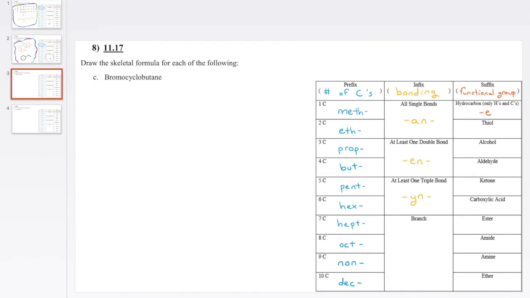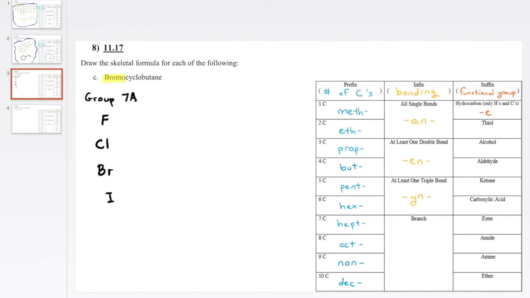Okay, let's try to draw bromocyclobutane. And first, focus on the backbone. Now here we have a weird branch, bromo. That's a type of branch that we haven't seen yet. The halogens are in group 7A, and sometimes they are branches on hydrocarbons. So group 7A, if you look at the right on the periodic table, it goes fluorine, chlorine, bromine, and iodine.